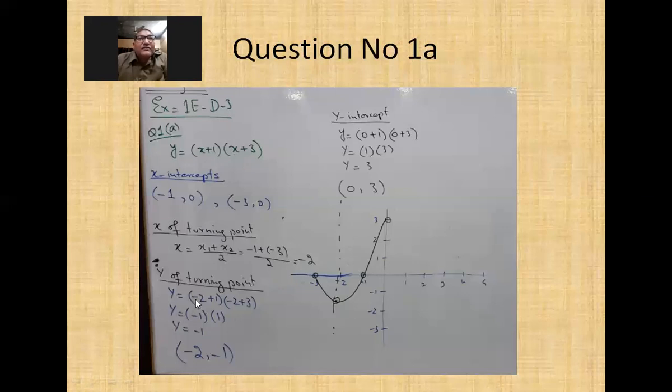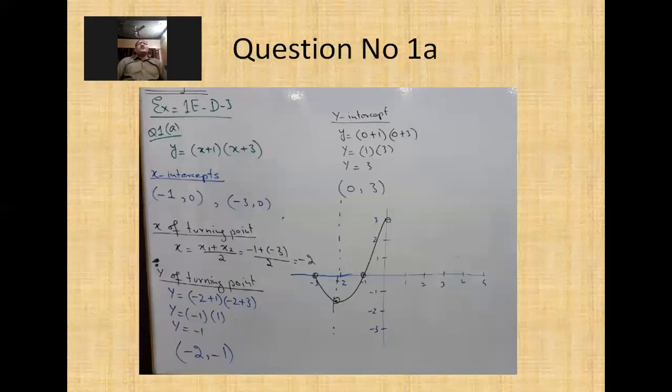You can see here, we have substituted x with -2 in the original equation. And the y value will come out to be -1. So the coordinates of the turning point will be (-2, -1). So now up till this point, I know the x-intercepts and I know the coordinates of the turning point.